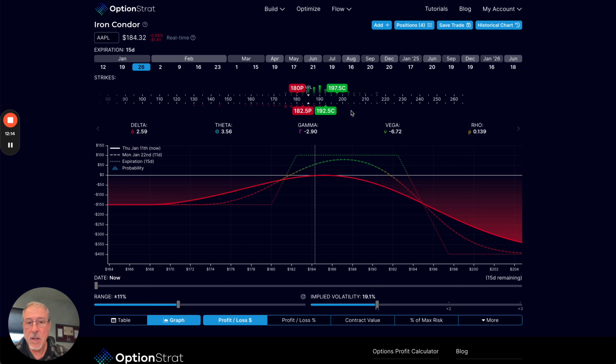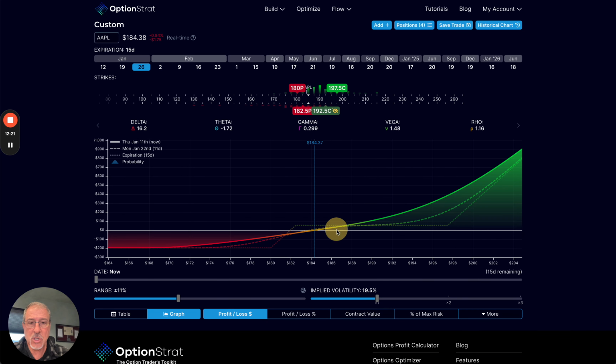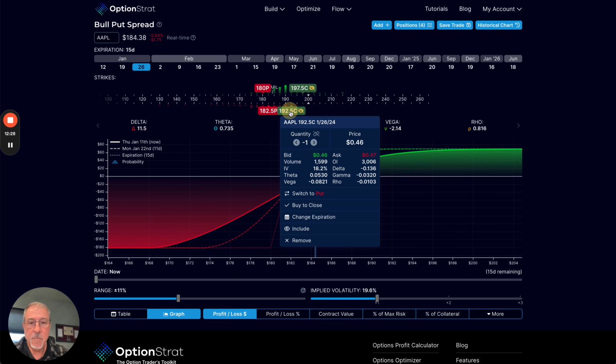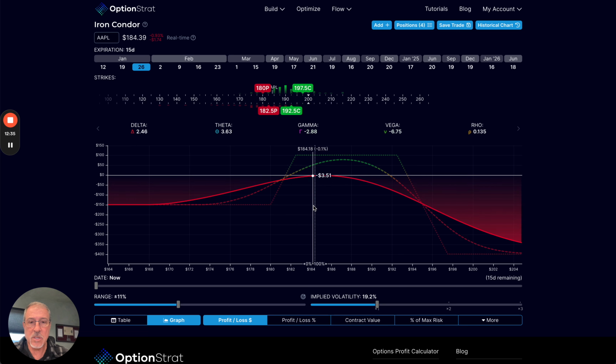Selling this call spread up here also increased my theta. We didn't look at that, but if I exclude these, we can see what my theta is. And theta is only 73 cents a day. By selling that call spread as well and turning this into a condor, it's actually an iron condor because we are selling a put spread and a call spread. So by doing that, I have dramatically increased my theta. I've more than tripled my theta.